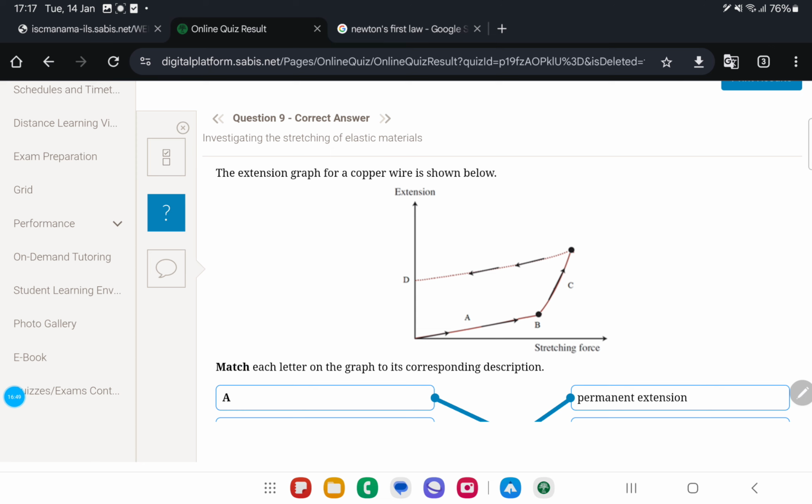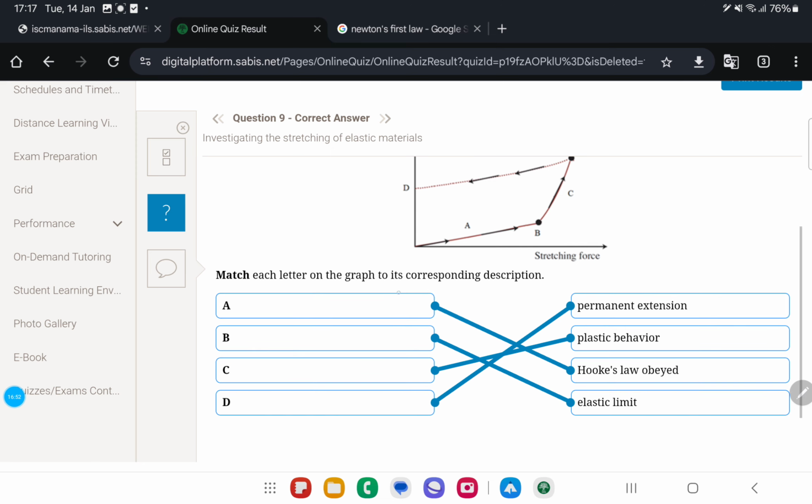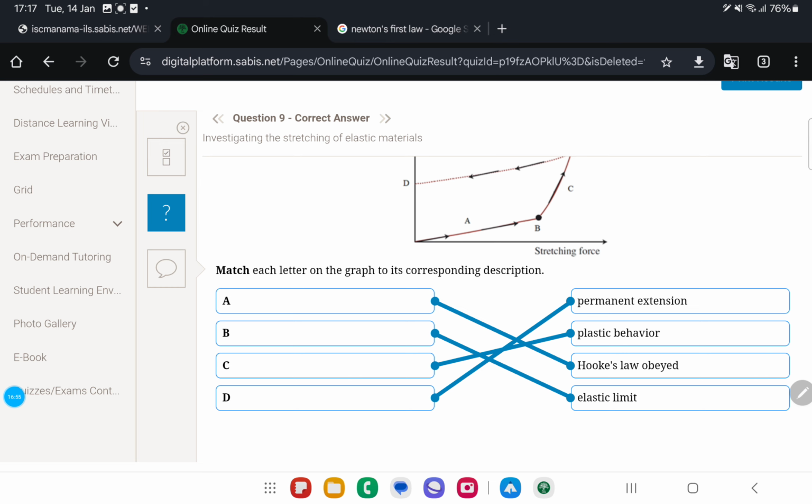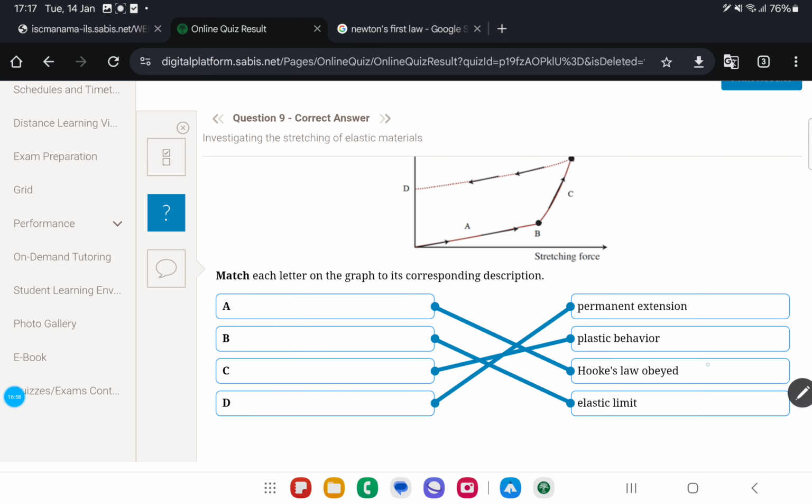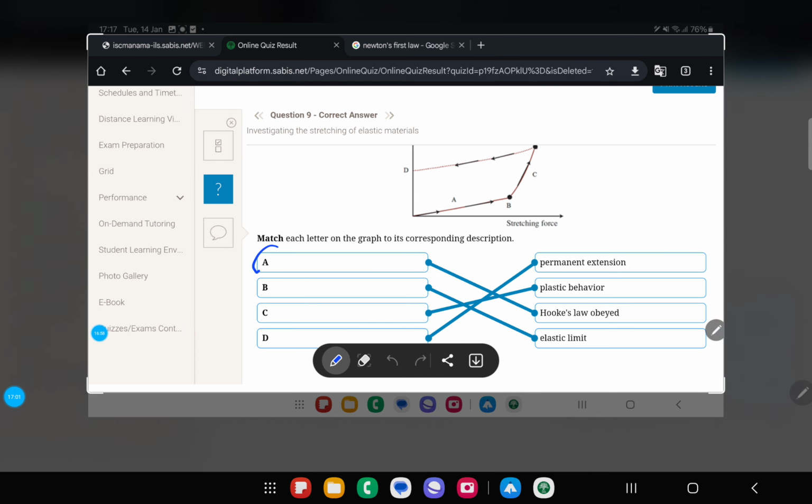Okay. The extension graph for a copper wire is shown below. Match each letter on the graph to its corresponding description. Alright. Let me just write this for you so you can understand more. For A, let's take A first. A is Hooke's law obeyed. Now let's see where A is. This is A. This whole thing is A. It's when you stretch something and it extends, right? Like any elastic object, it's extending and that's it. So it's obeying Hooke's law. Which is, if you apply more force, the more it will extend.